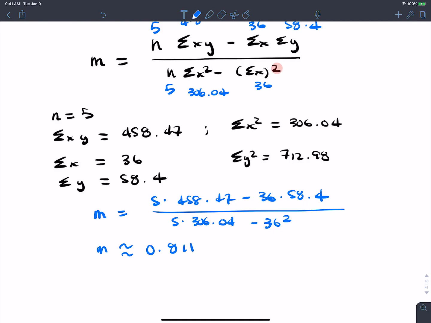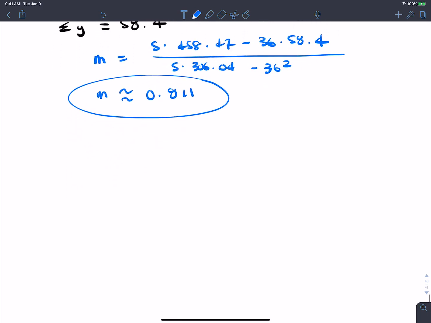I'm sorry. Is that 0.811? We're going to go out to three values. Here's my slope value. What you need now is to get the what? We need, what else do we need now? We need the Y-intercept. So let's write this down here.